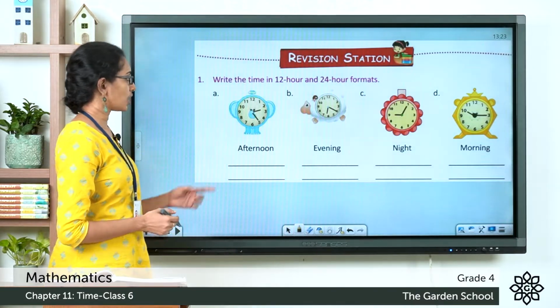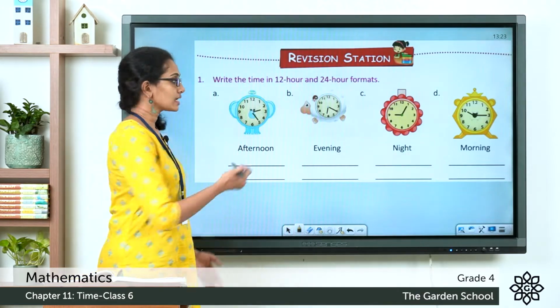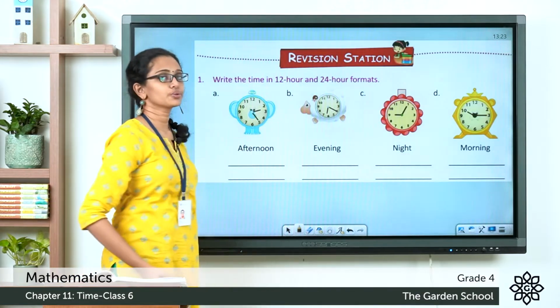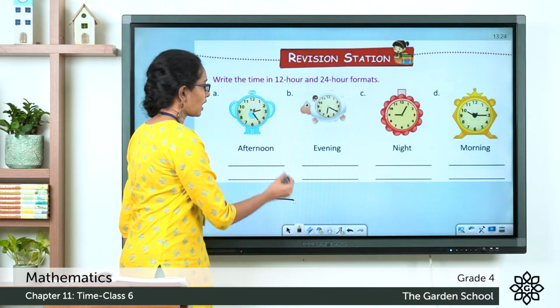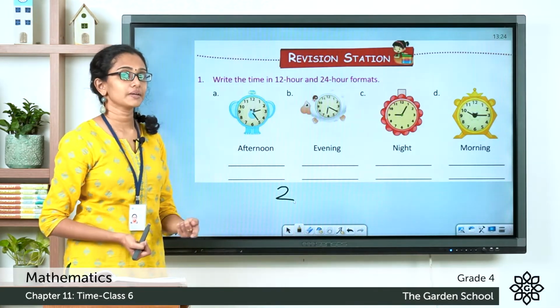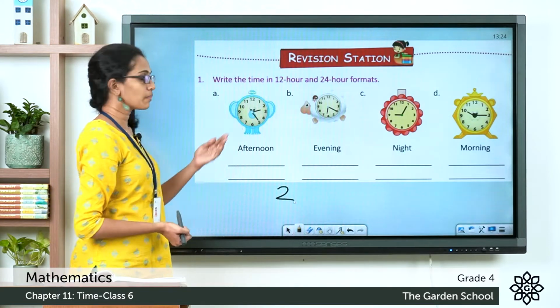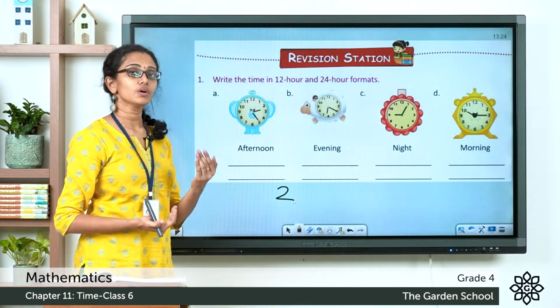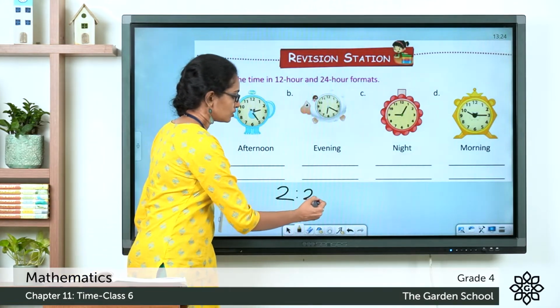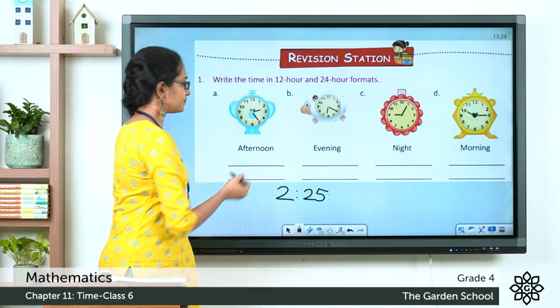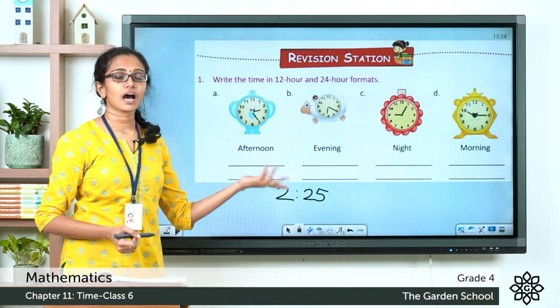See, in the first clock, where is the hour hand? The hour hand is between 2 and 3. So, the hour is 2. And what about the minute hand? The minute hand is pointing to the number 5, which corresponds to 25 minutes. So, the time is 2:25, and here it is mentioned as afternoon.